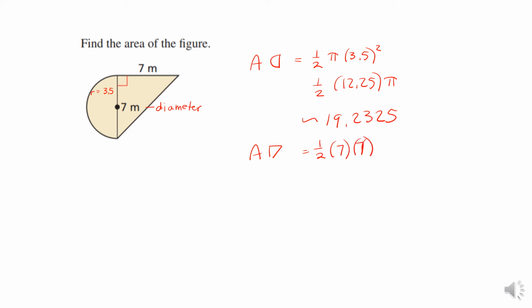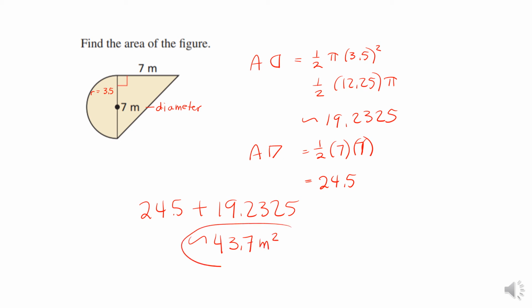Now we're going to have the area of the triangle, and that is 1/2 times 7 times 7, and that is 24.5. So now we're going to add those together, 24.5 plus 19.2325, and that is approximately 43.7 meters squared. And that would be your final answer for that one.